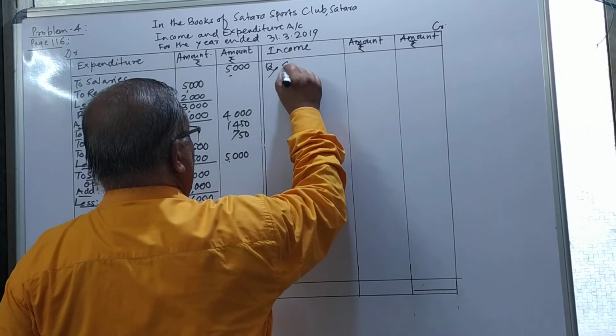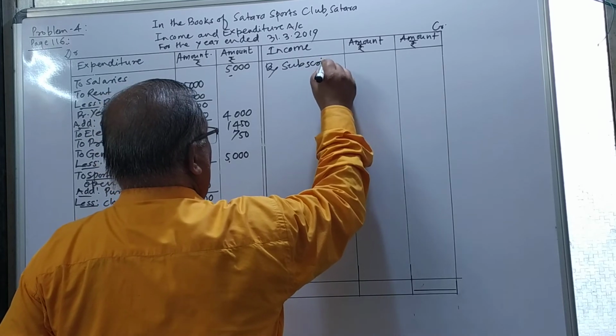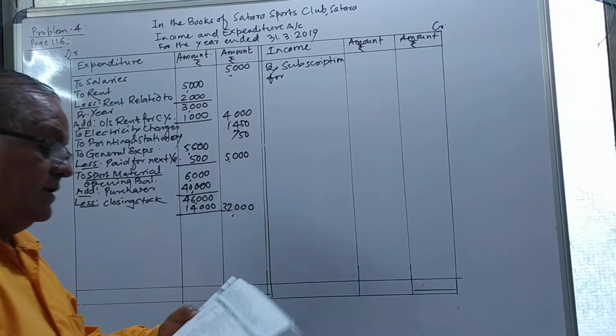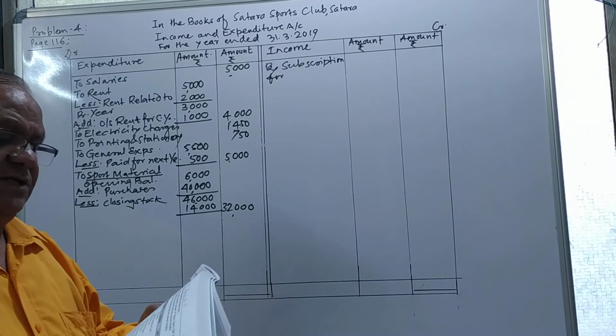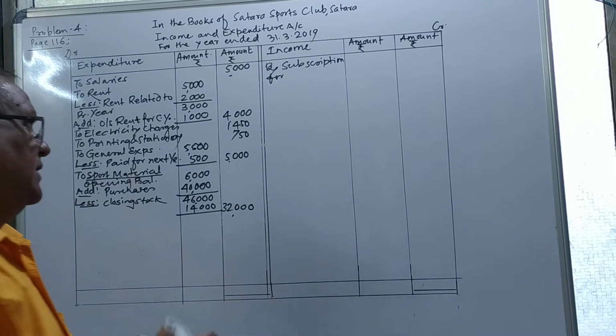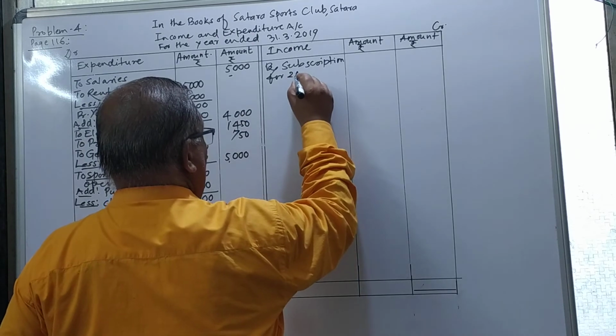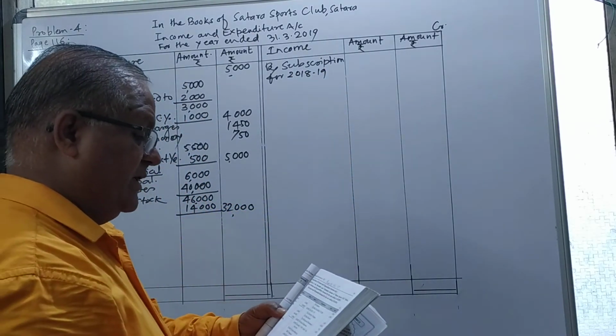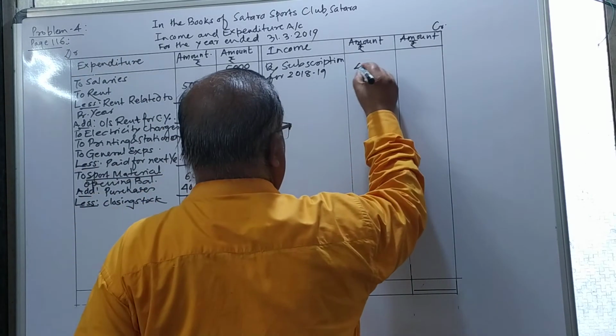Subscription for the current year we will take here. They have given last year's, current year's and next year's. So 2018-19 will be the current year. So for this, I will take the subscription here as 44,500.